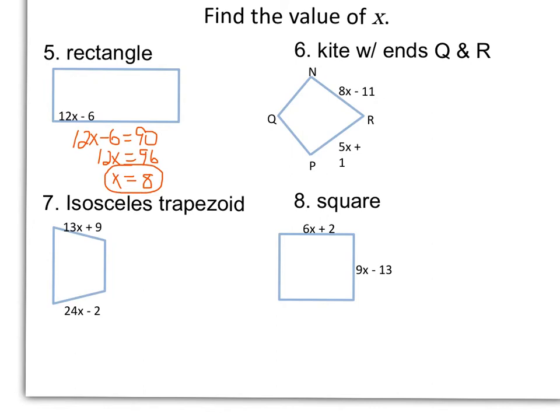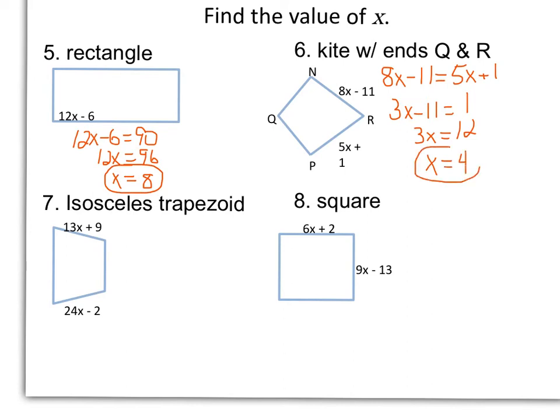In number 6, we're told we have a kite and our ends are Q and R. Now in a kite, consecutive sides are congruent. So to find x, I am going to set my two expressions equal to each other. So 8x minus 11 equals 5x plus 1. Now solving for x, if I subtract 5x, I have 3x minus 11 equals 1. Add 11, 3x equals 12. And then finally divide by 3, we get x equals 4.